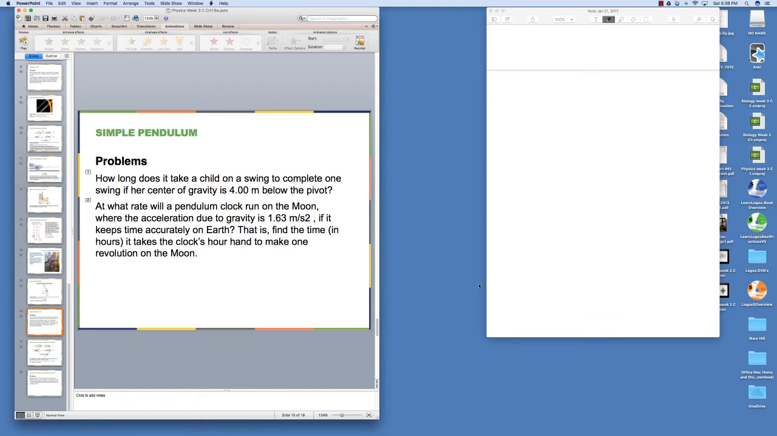The first problem states: how long does it take a child on a swing to complete one complete swing if the center of mass is 4 meters below the pivot? Okay, we're on Earth. We'll assume we know that we're on Earth.